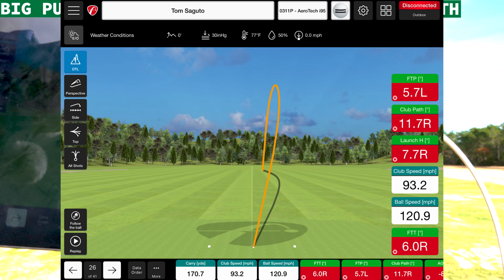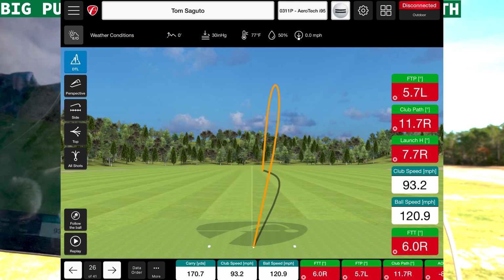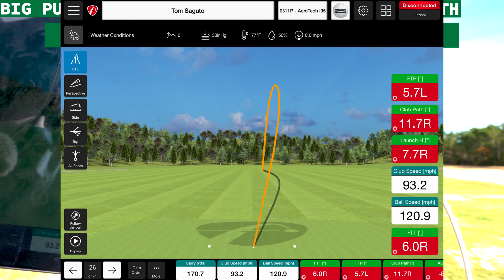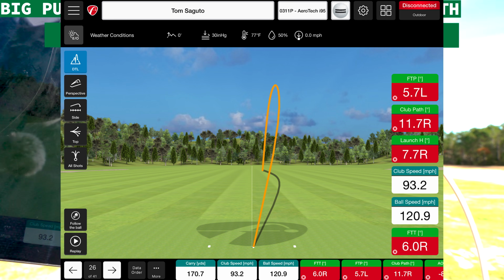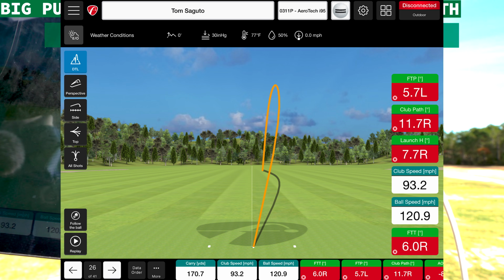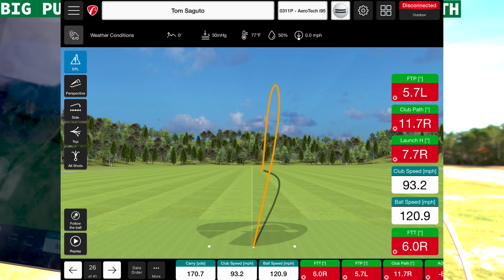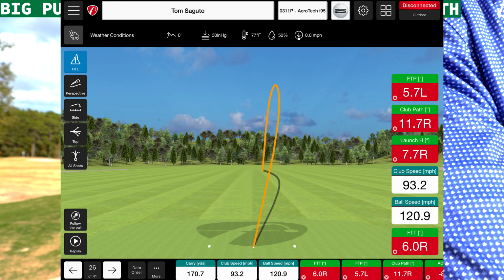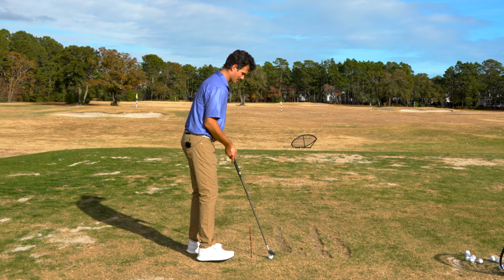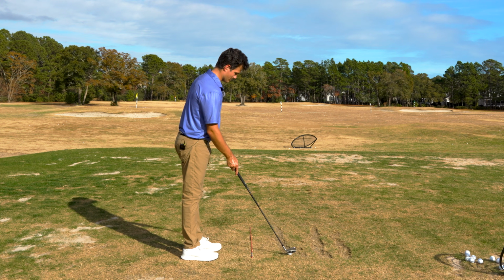The face was 6 degrees right of the target. The face to path is 5.7 degrees left. So my path was way more out to the right, encouraging that ball to curve back to the left. And the more back I move that ball, the more into out I will swing. I want to go bigger. Let's go big. All right, let's do it.